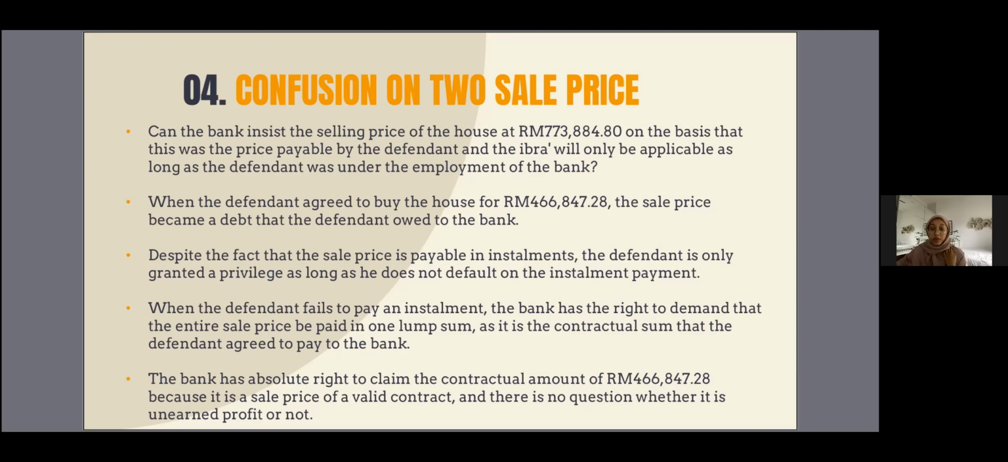So to avoid gharar in Islam, there must be certainty. When a bank sets two prices for a house, one for as long as the buyer is employed by the bank and another for when the buyer leaves, the price of the house becomes uncertain, which is forbidden in Islam and could jeopardize the sale's validity. So when the defendant agreed to buy the house for 466,847 ringgit, the sale price became a debt that the defendant owed to the bank.